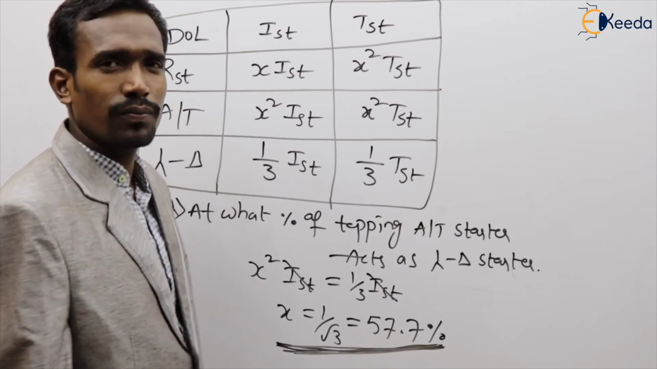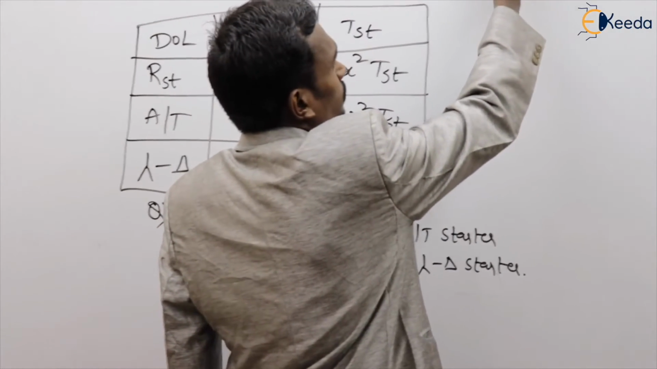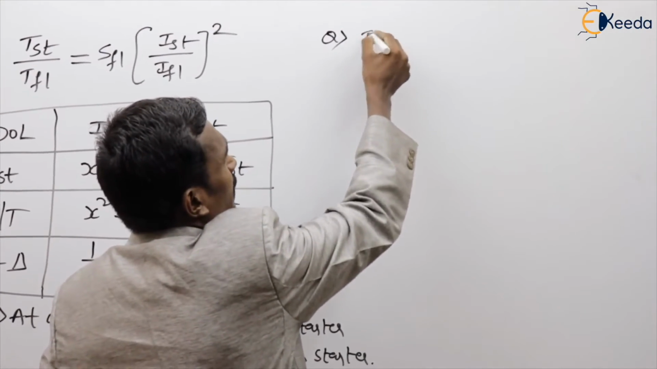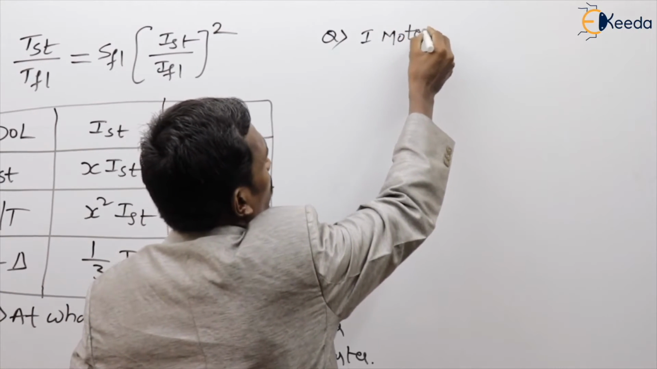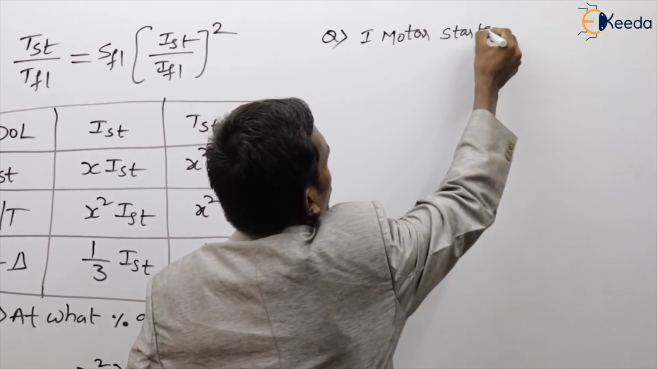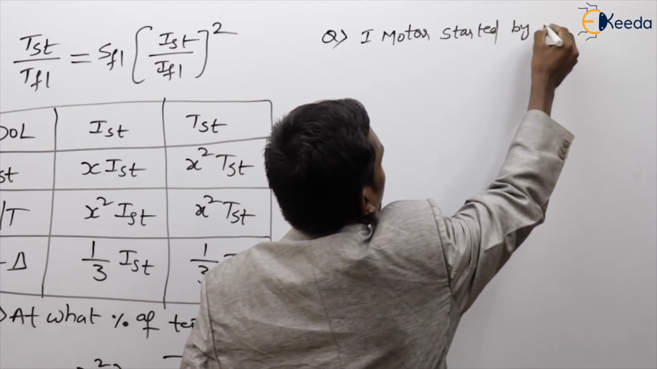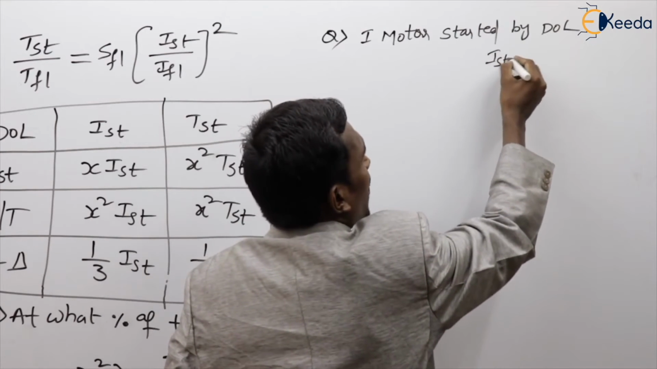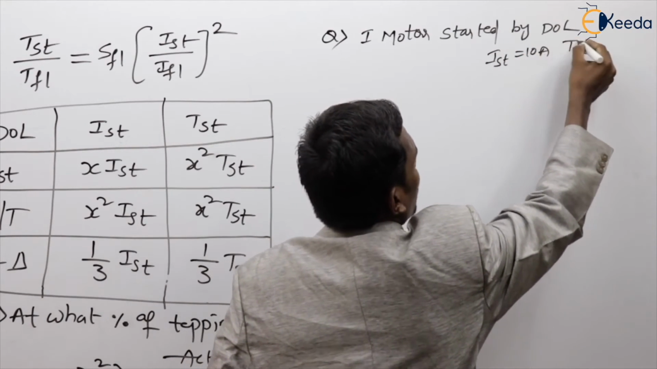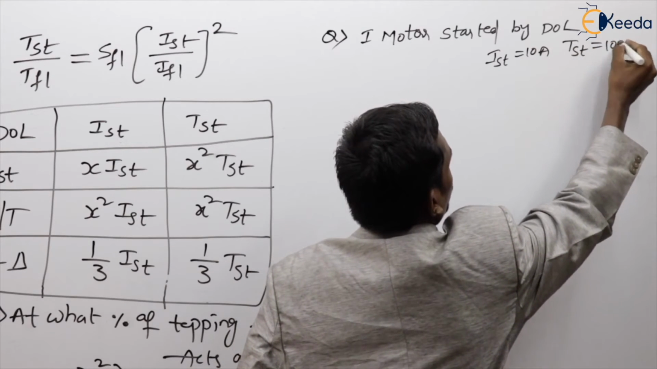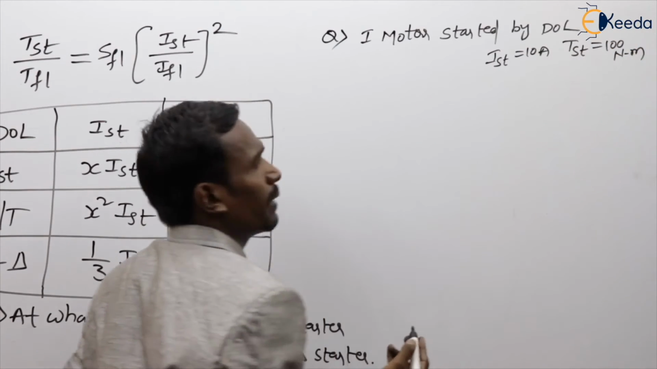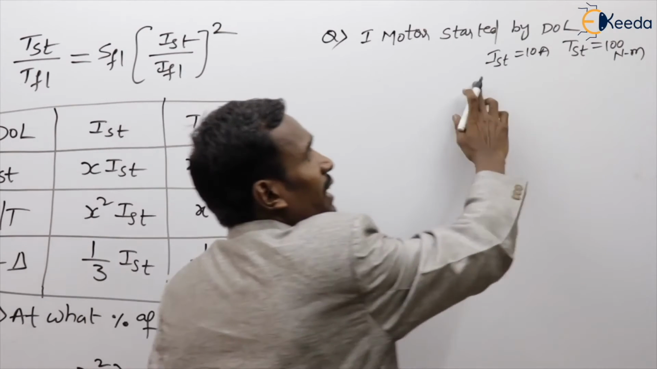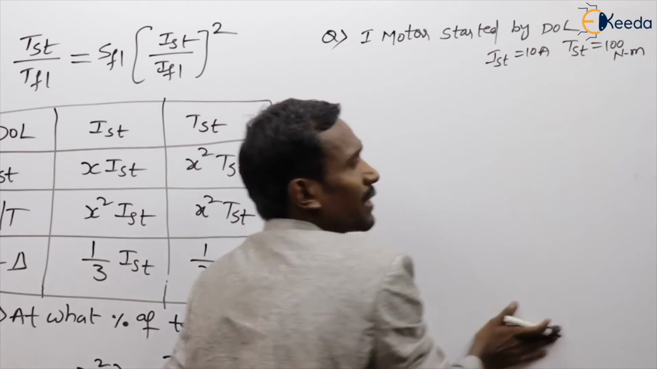Next, the second question. See here, my second question. For example, an induction motor started by DOL starting has a starting current of 10 amperes and a starting torque of 100 Newton meters. Are you okay? Induction motor started by DOL: starting current is 10 amperes, starting torque is 100 Newton meters.